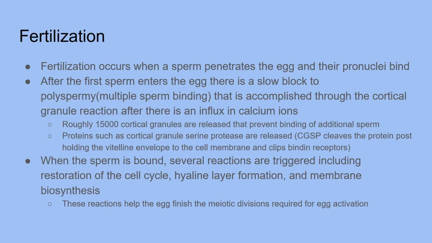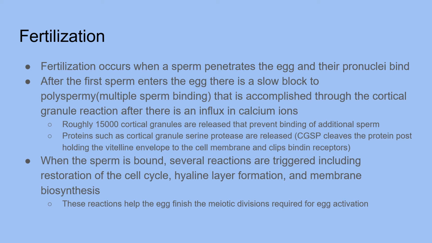This is what happens when a sperm penetrates the egg and the sperm and egg pronuclei bind. After this first sperm enters the egg, in mammals, there's a slow block to polyspermy, which is multiple sperm binding, and this is accomplished through the cortical granule reaction when there's an influx of calcium ions. So roughly 15,000 cortical granules are released that prevent the binding of additional sperm.